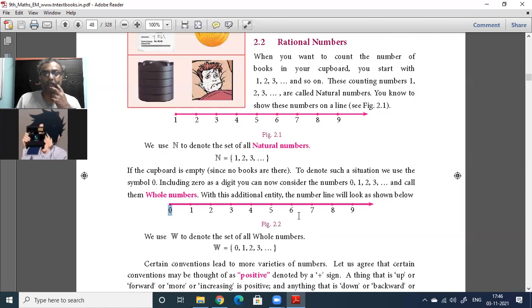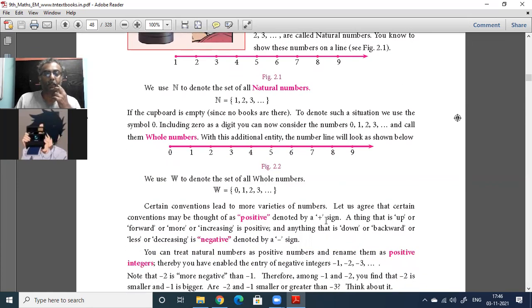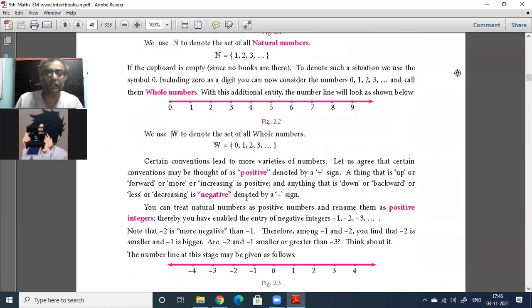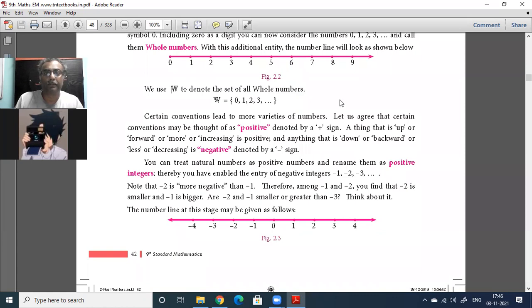So the number line becomes like this. This becomes a new number line. And instead of N, we use W to denote the set of all whole numbers. Whole numbers equal 0, 1, 2, 3, and it goes on: 100, 200, 300, 10,000. We keep on going.